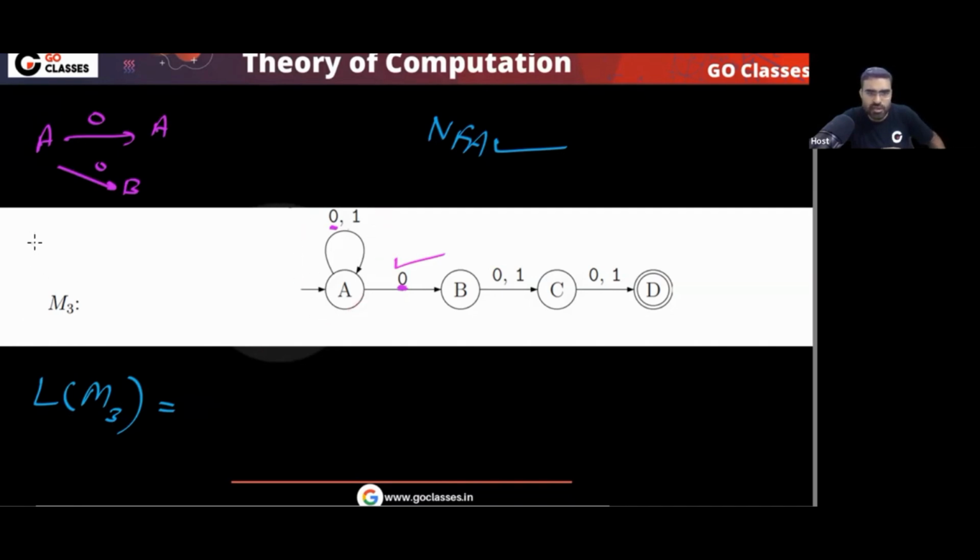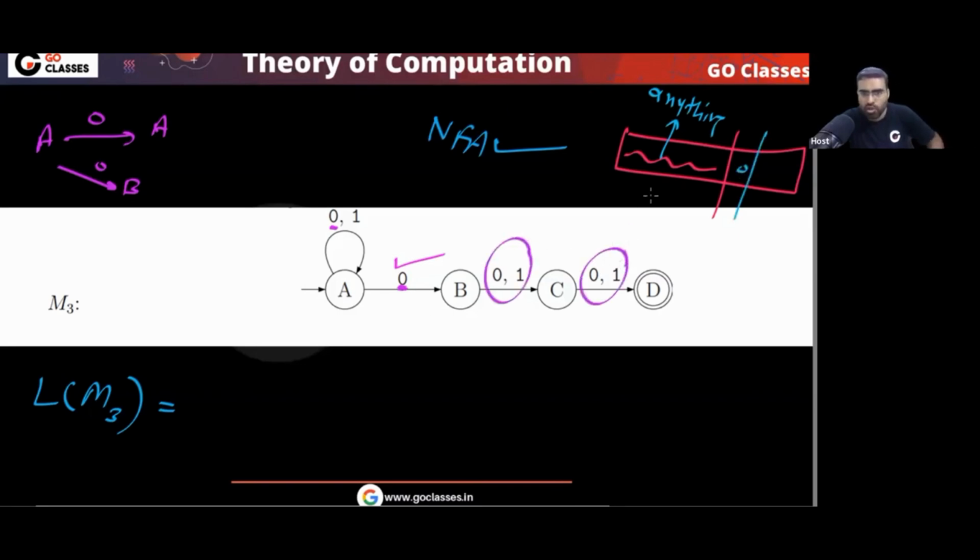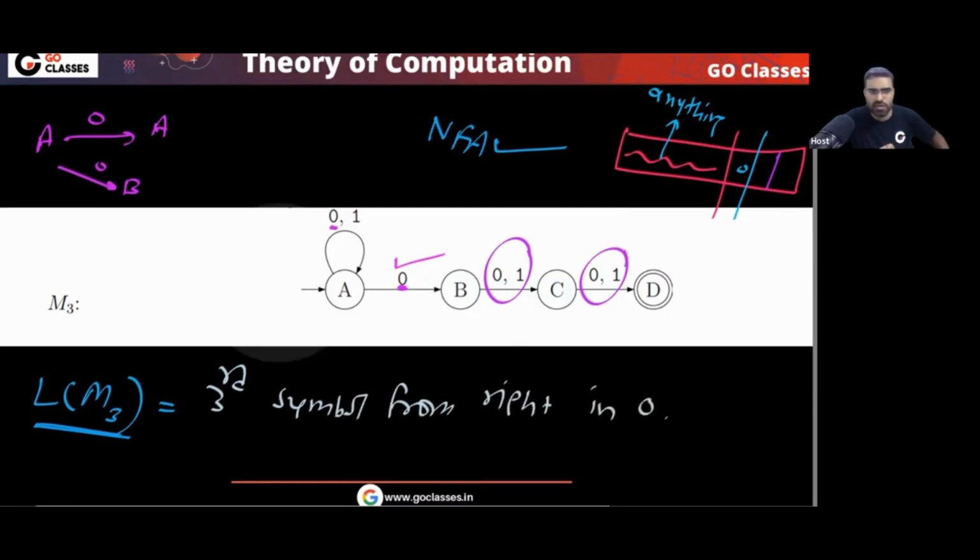Notice what is happening here. Anything can come, 0 or 1, 0 or 1, 0 or 1. Any string can come here, and then 0 should come, and then two symbols should come, 0 or 1, 0 or 1. So can you notice this M3? That is, the third symbol from right is 0. Is this point clear? Please tell me, did you understand the language? The language is: third symbol from right is 0.